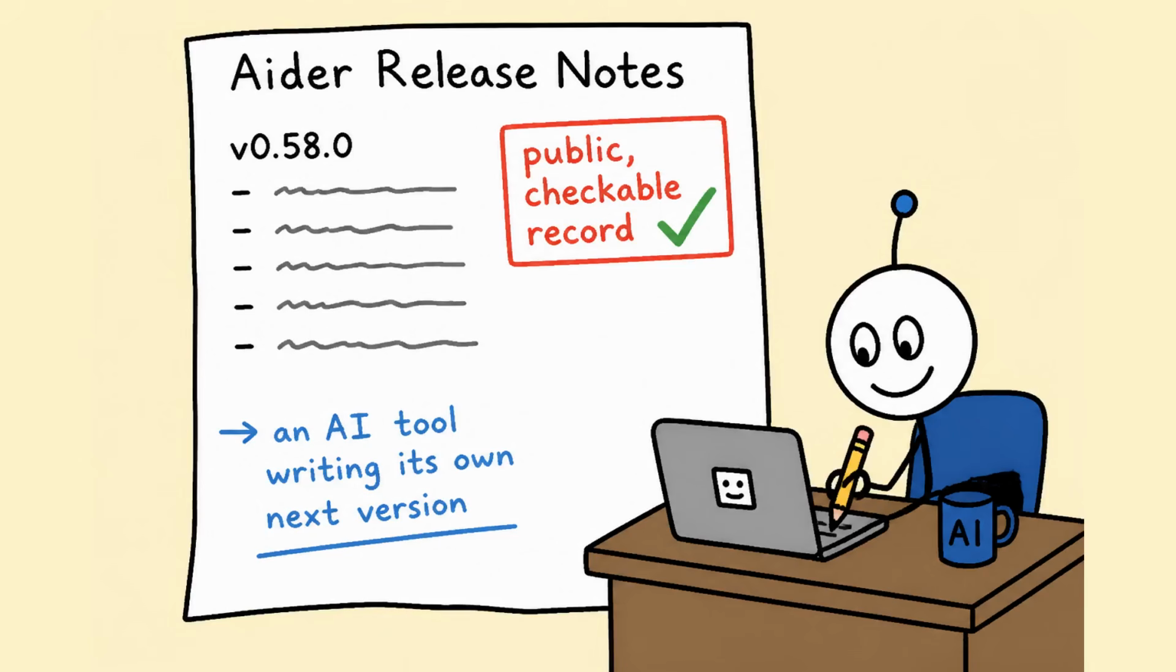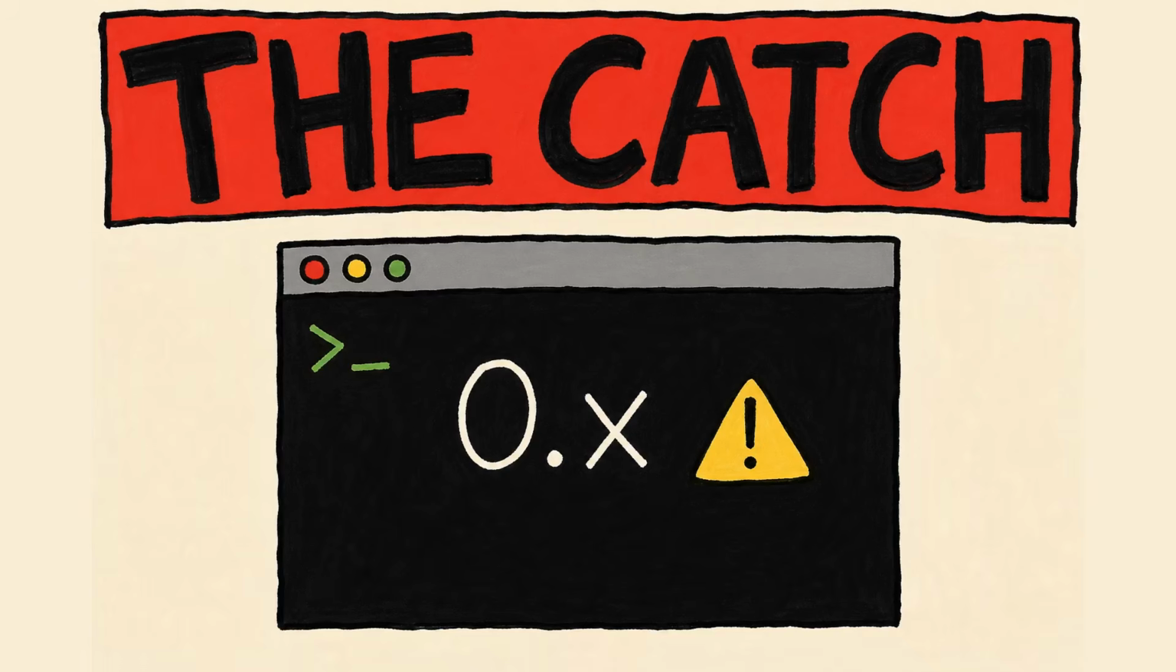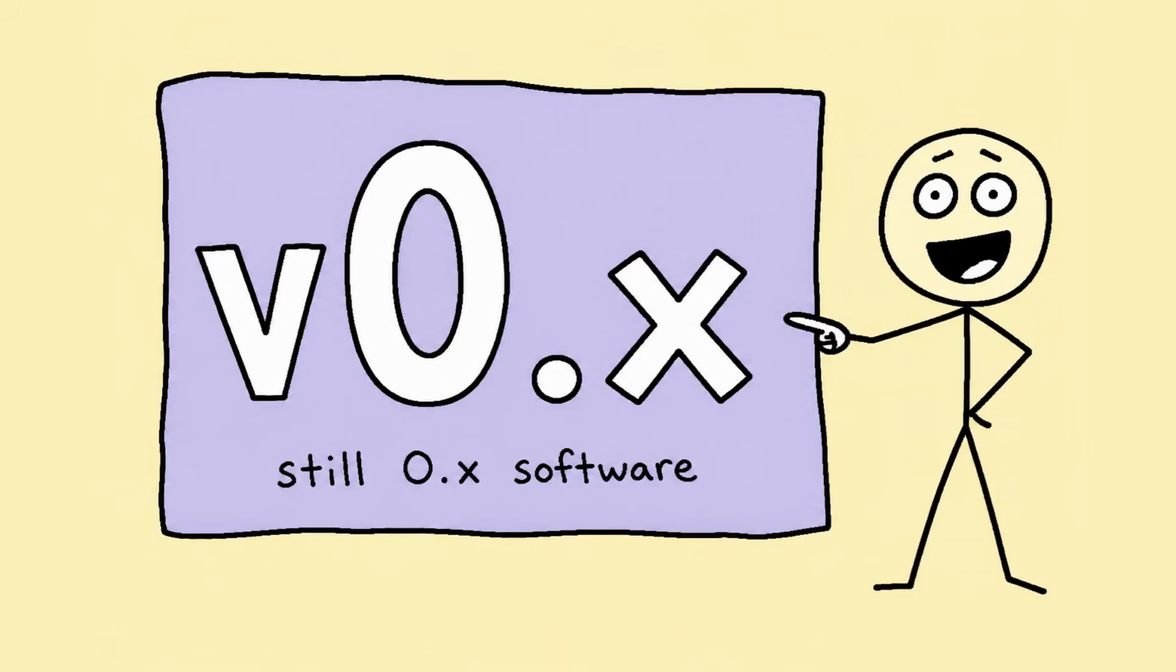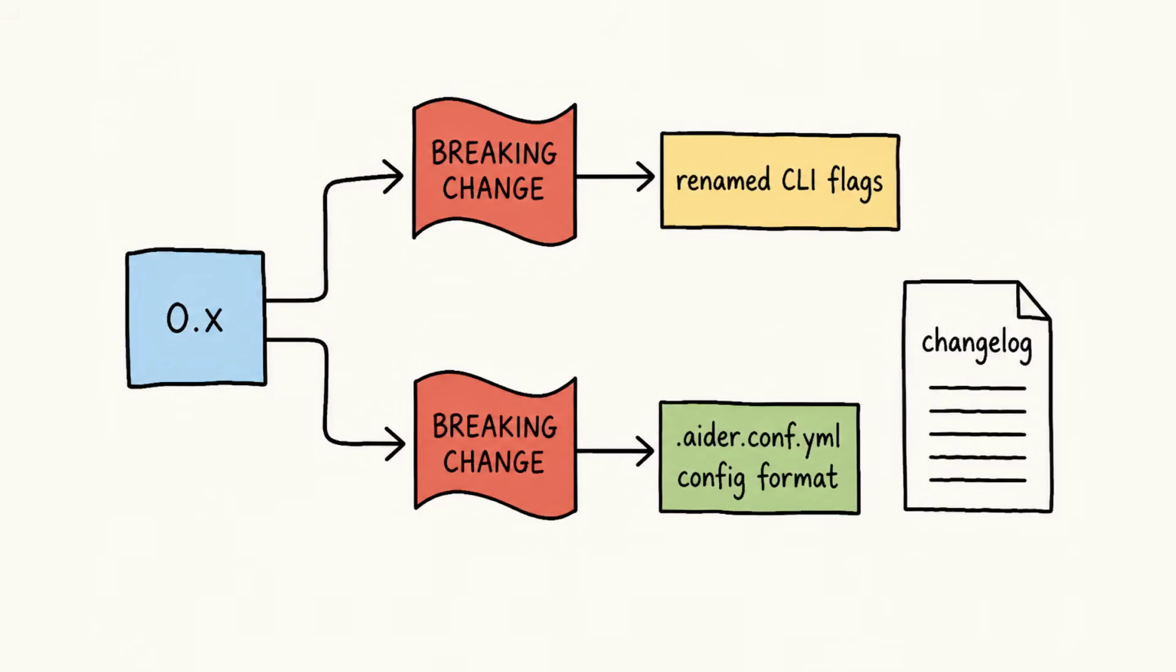Now, before you rip out whatever you're using, there's a catch, and it's a real one. Aider still ships as 0.x software. That version number is a signal. It means the maintainer reserves the right to break things, and he does. One review flags breaking changes across minor releases, command line flags that get renamed, shifts in the .aider.conf.yaml config file format Aider reads its settings from.